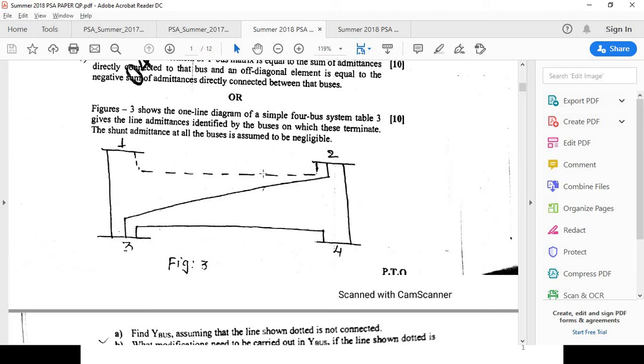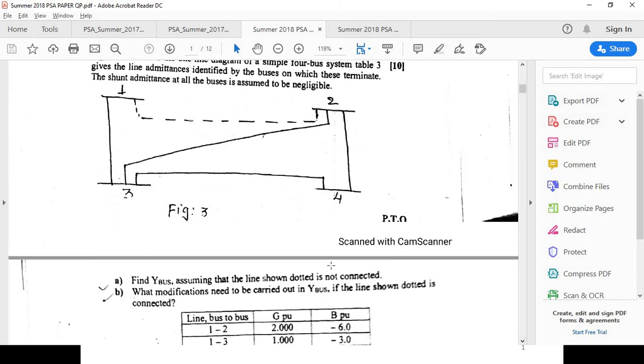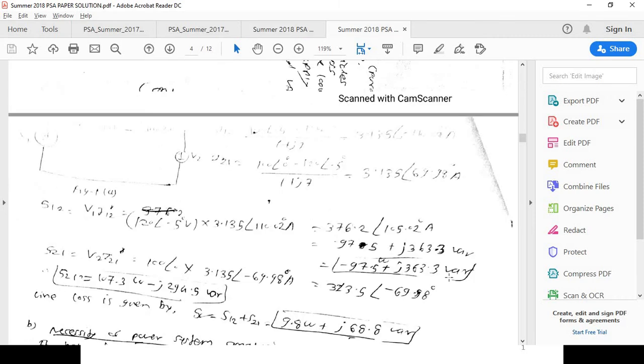That is, the connection between bus 1 and 2 is absent. At that time you have to find the Y bus matrix. And second one: what modification needs to be carried out in Y bus if the line shown dotted is connected? That is, if this line, the connection between bus number 1 and bus number 2, is connected, what will be the change in the Y bus matrix? That we have to calculate. So we try to solve the numerical.